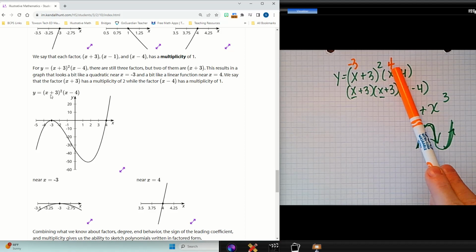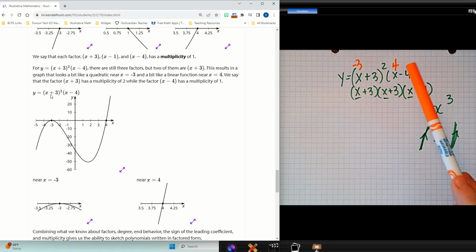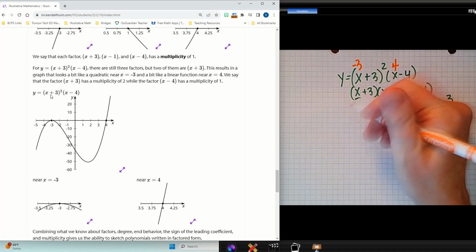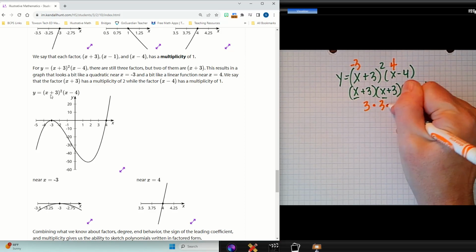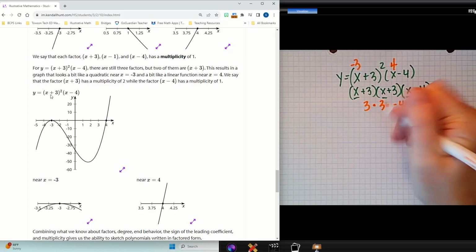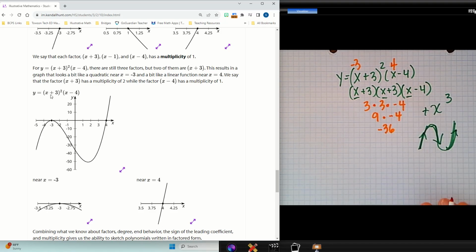Now the only other thing that would help me is where will it cross the y-axis? If x is 0, that's where it will cross the y-axis. So all I have to do is replace these with zeros. When I do that, it just ends up becoming 3 times a -4. 3 times 3 is 9, and 9 times negative 4 is a negative 36, folks. So this dip, this part right here, is going to go really far down.